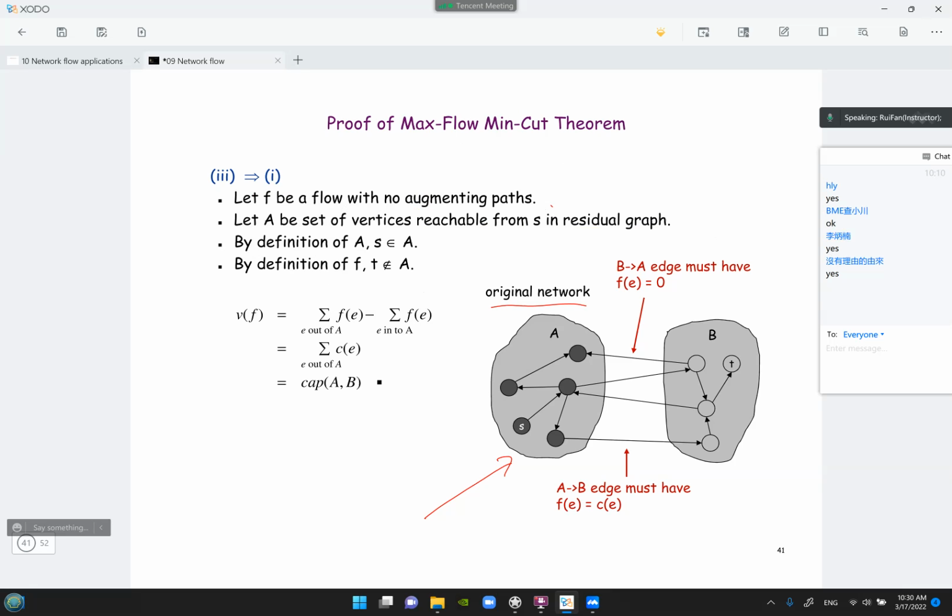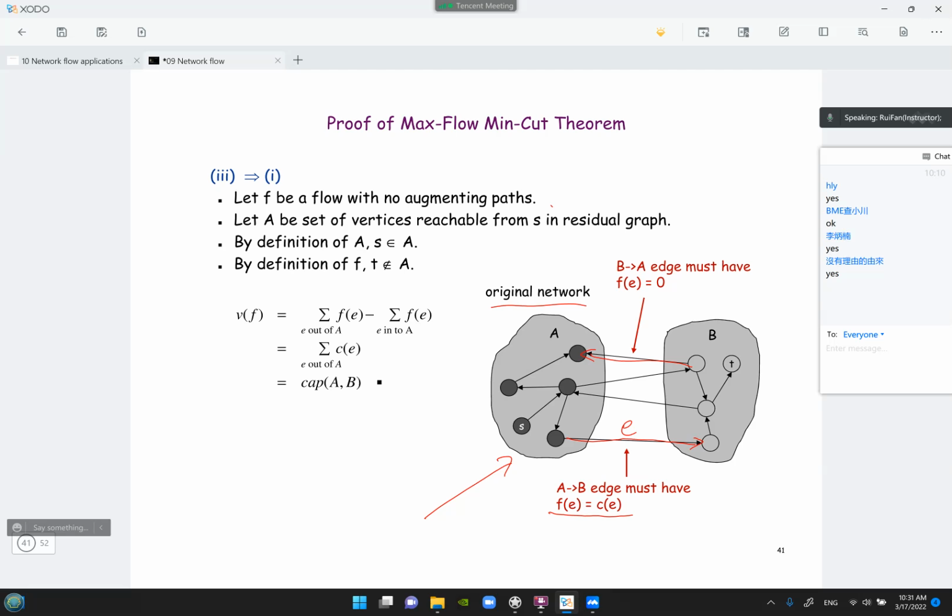There are two types of edges in this graph. They're the ones that go from A to B, so for example, this edge goes from A to B, and then there are these edges that go from B to A. Now let's look at the edges from A to B first. There's some sort of flow on these edges, let's call that f of e. So this edge here is e, and there's some flow on this edge. The claim is that this flow has to be equal to the capacity of the edge.